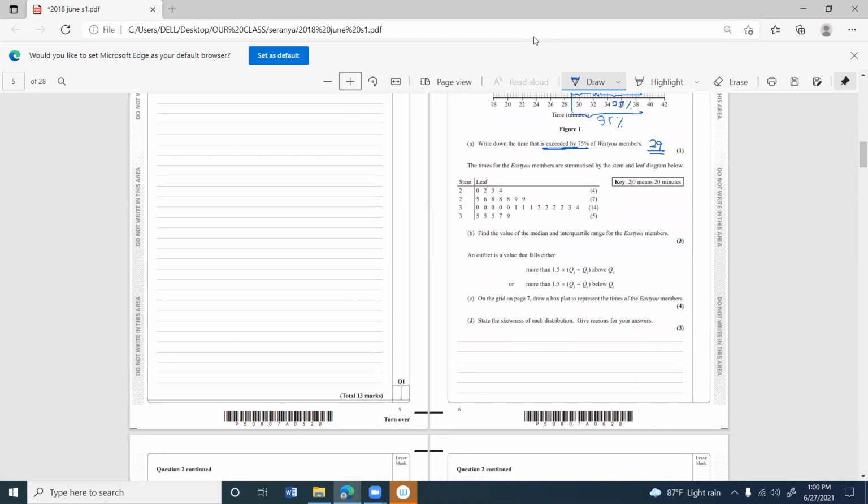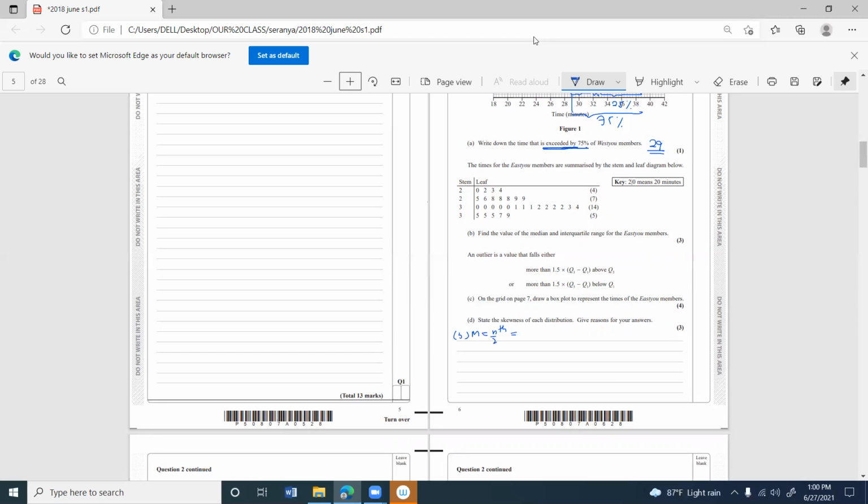Okay, the times for each of the two members are summarized by the stem and leaf diagram below. The stem is given and the leaf values are also given. Find the value of the median and the interquartile range for each. To find it, initially we need to find the median. Median is n divided by 2 data.